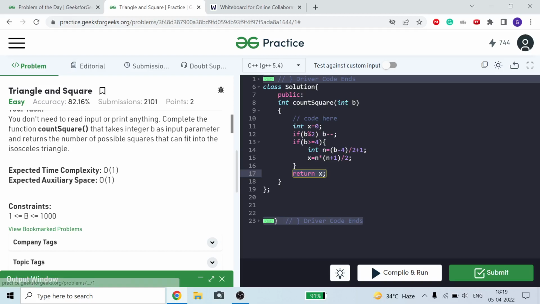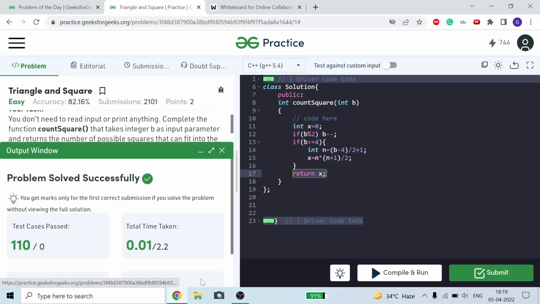Why am I using this formula? Because I have to do it in O(1) as well. I could calculate 1 plus 2 plus 3 and so on, but this is better. Okay, so I hope you all understand it. This is a very simple mathematical problem. You just need to analyze it and solve it.